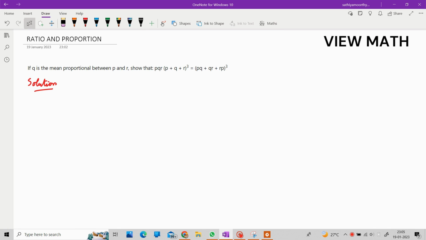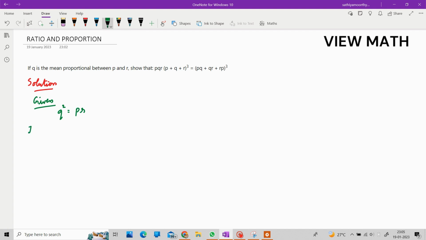Q is a mean proportional between P and R. So I can write it as Q square is equal to PR. Q is a mean proportional between P and R, so Q square is equal to PR.